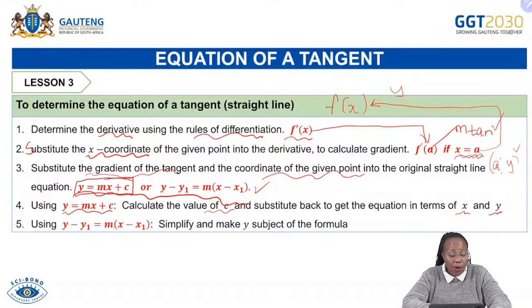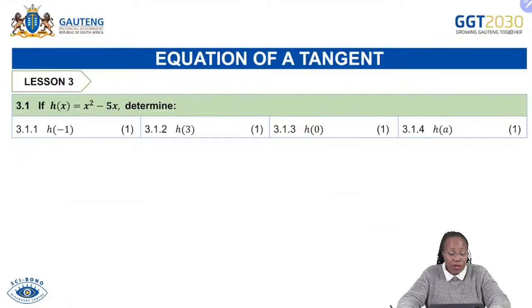And then using y minus y1, remember, you simplify and make y subject of the formula. After substituting everything, you simplify until y becomes the subject of the formula for the second equation. For this one, you apply the method of a gradient and a point. You substitute your gradient and a point to find the value of c. Okay, so those are the two applicable equations to find the equation of a tangent.